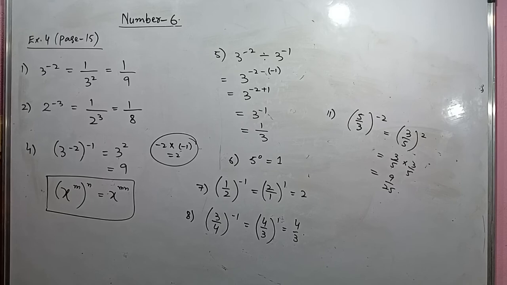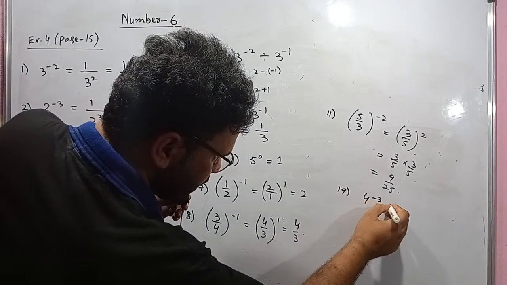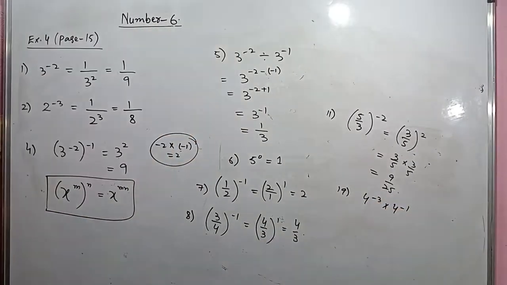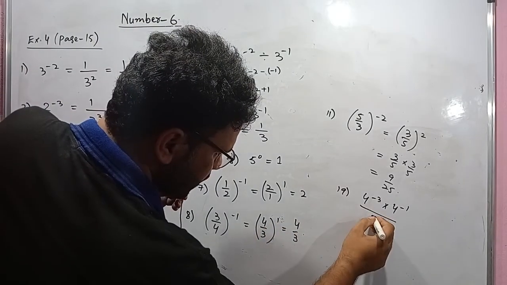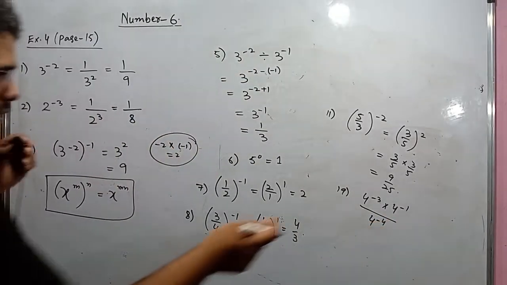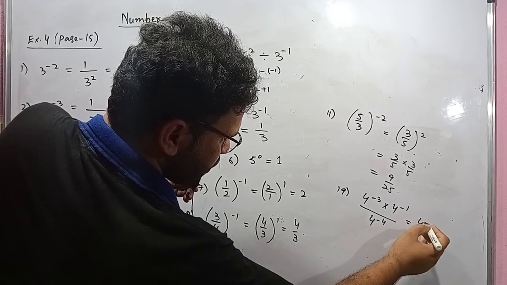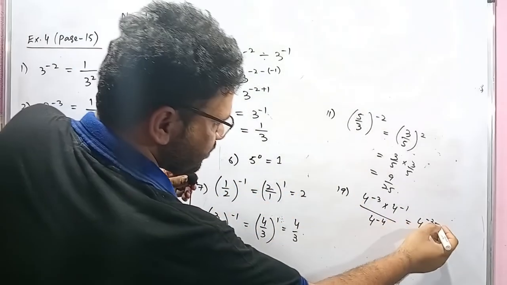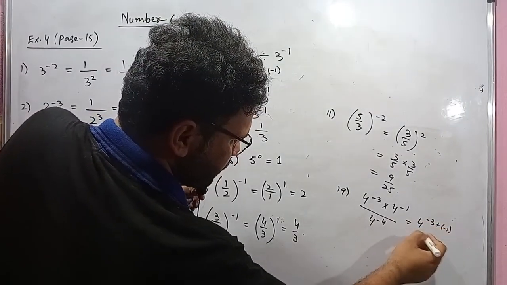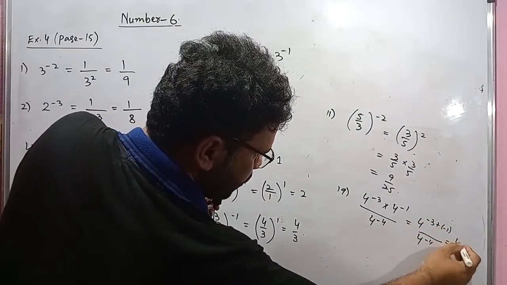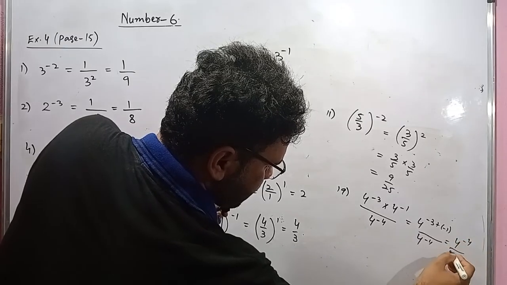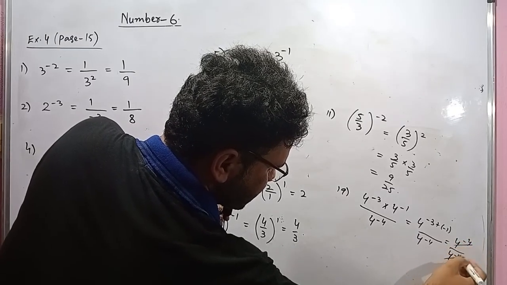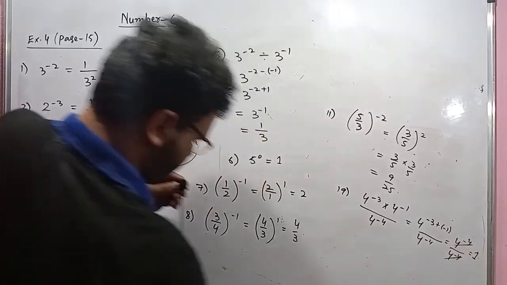Now next it is the 19th one. You can see the 19th one, what is it? It's 4 to the power minus 3 into 4 to the power minus 1, divided by 4 to the power minus 4. Since the bases are the same, I will add the powers: minus 3 plus minus 1, divided by 4 to the power minus 4. It's 4 to the power minus 4 divided by 4 to the power minus 4. This cancels, and the answer is only 1.